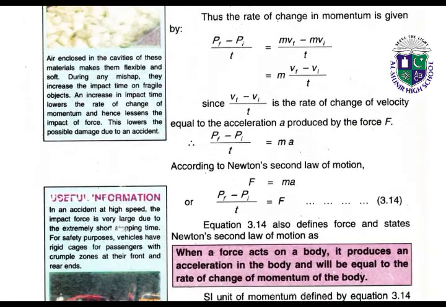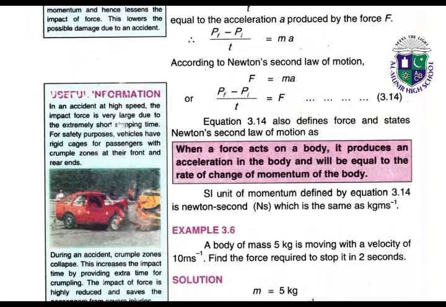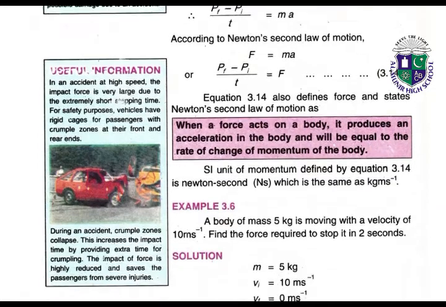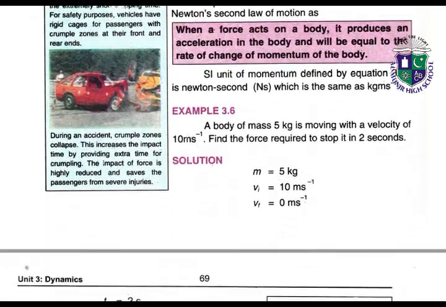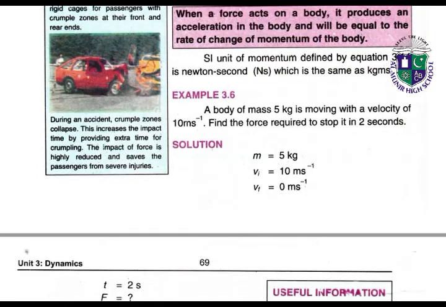Next, according to Newton's second law of motion, we know that F is equal to ma, so we can write this as above. When a force acts on a body, it produces an acceleration in the body, and this will be equal to the rate of change of momentum of the body. The SI unit of momentum defined by equation 3.14 will be Newton second.